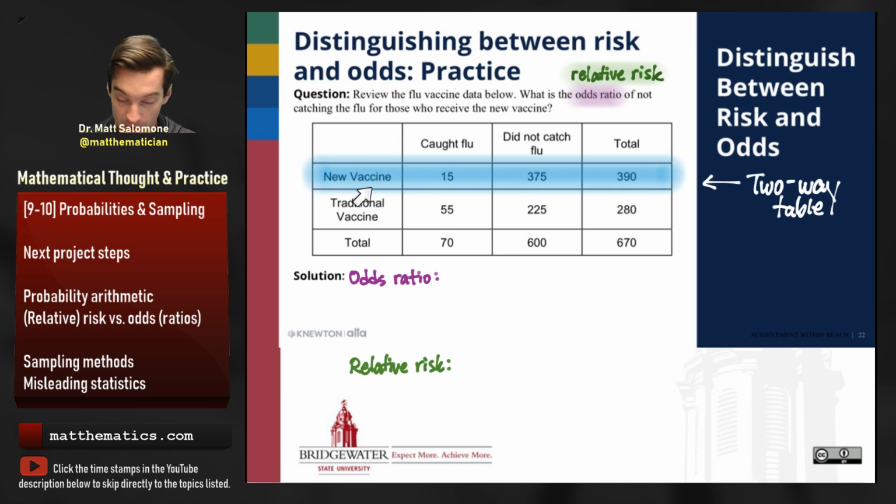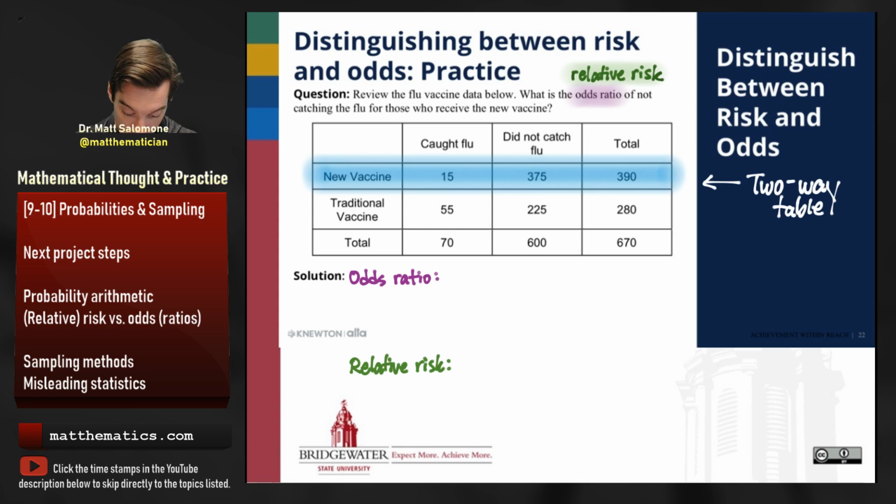Let me set the table here a little bit. What I want to do is I want to come up with a way of comparing either the odds or the risk, the probability, of catching the flu for this group of patients that received the new vaccine compared to this group of patients that received a traditional vaccine. Right? Ultimately, whether or not my new vaccine is more effective than the traditional is going to depend on a comparison between those two odds. The odds of me catching the flu if I had the new vaccine versus the odds of me catching the flu if I had the traditional vaccine.